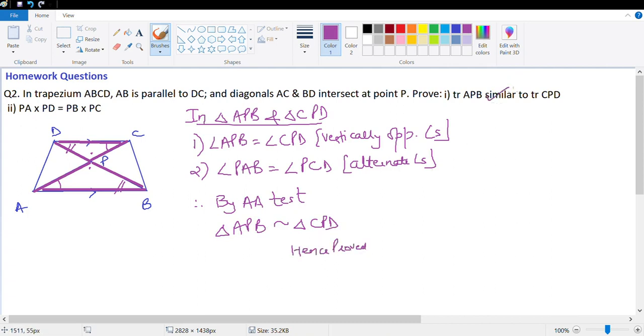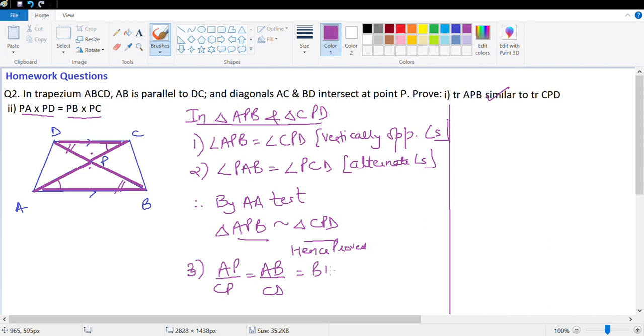The second part of the question requires us to do some calculation. Let's see how we can go ahead and do it. It says PA into PD, which is equal to PB into PC. I think we've already got it from here. Let's just write the CSST for this. So that will be point number 3, which means AP upon CP would be equal to AB upon CD, which will be equal to BP upon DP.